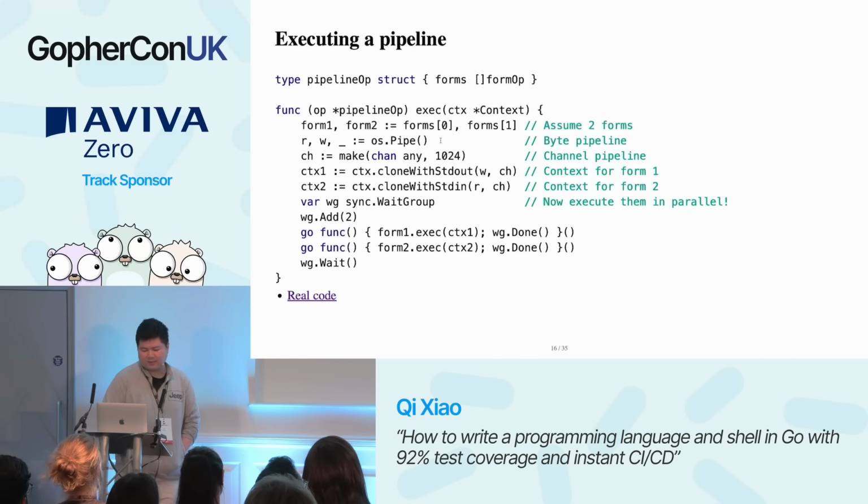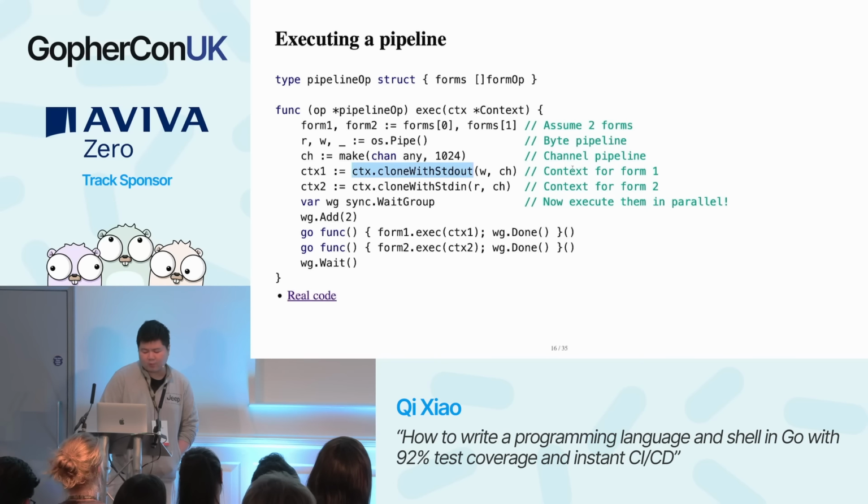And what we do is that we create the byte pipeline, which just uses os.Pipe. That's just a very thin wrapper around the pipe syscall. And for the value pipeline, it's just a channel. So we just create a Go channel. And then the pipeline itself exists in the context, but now we are going to create a slightly different context for the 2 different commands. I didn't write out the implementation of clone with the stdout, but you can probably imagine that. It's just copying all the fields, except for the 2 stdout fields.